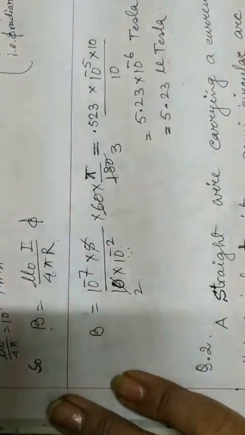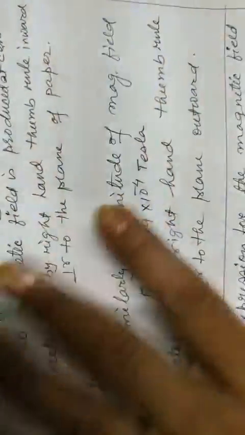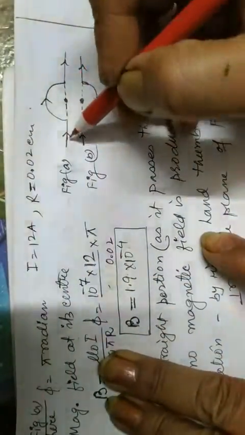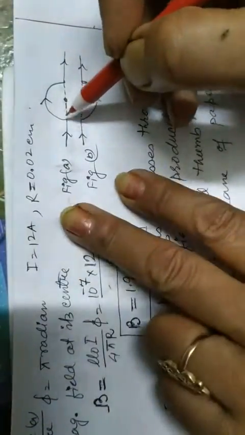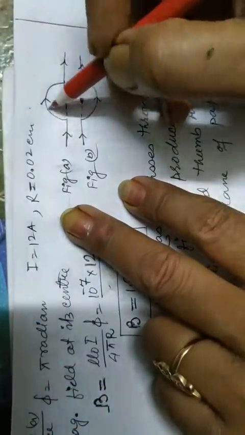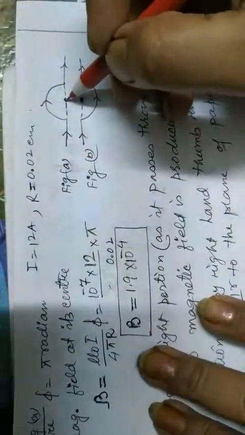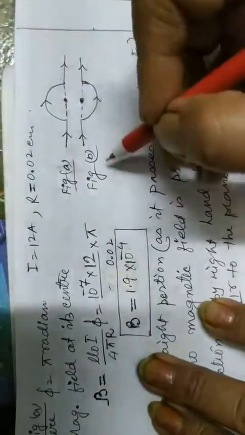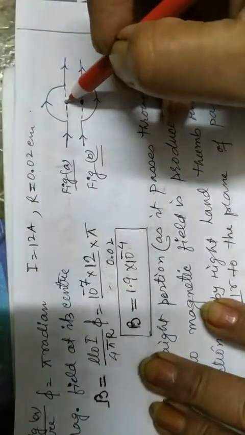Okay, now here is one more question. A straight wire is shown in this figure. A wire with current 12 ampere is curved as an arc of radius 0.02 centimeter. At the center, there are two cases, one is figure A and another is figure B. So at the center, what will be the magnetic field?